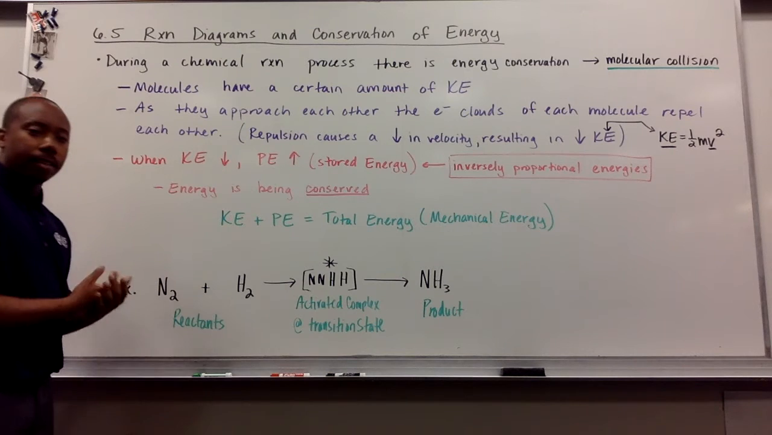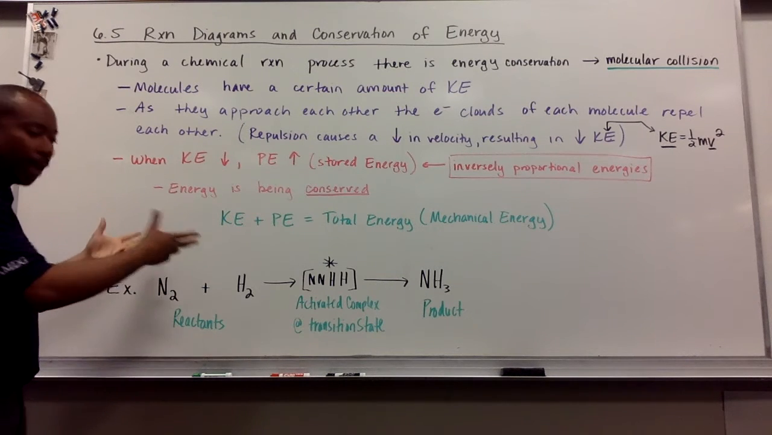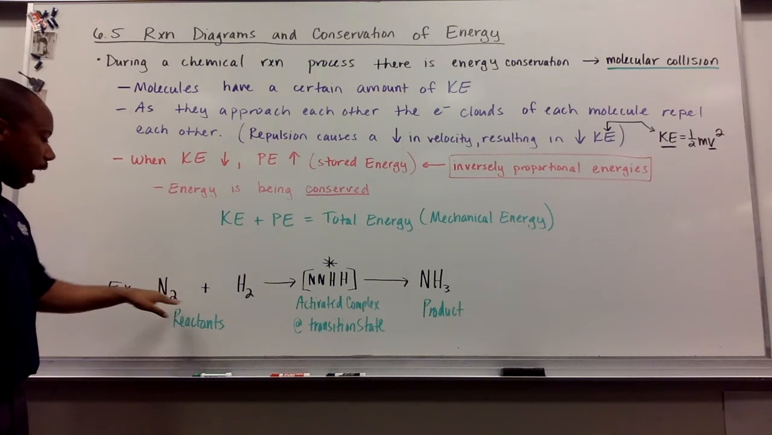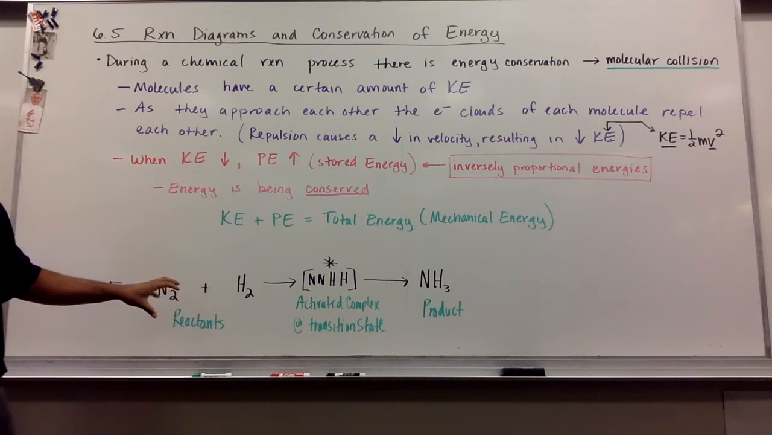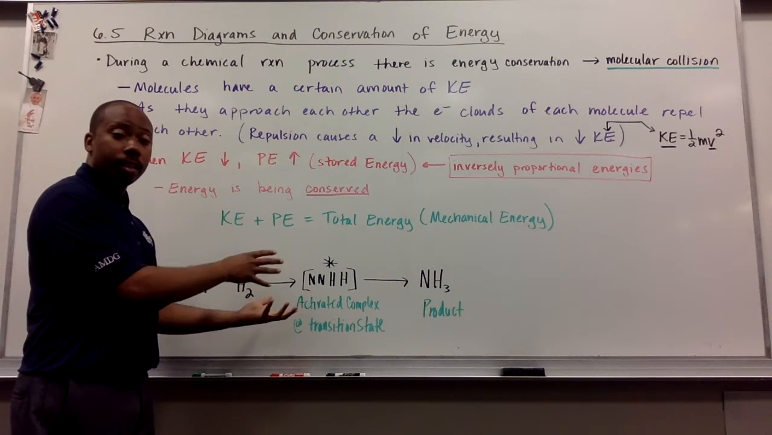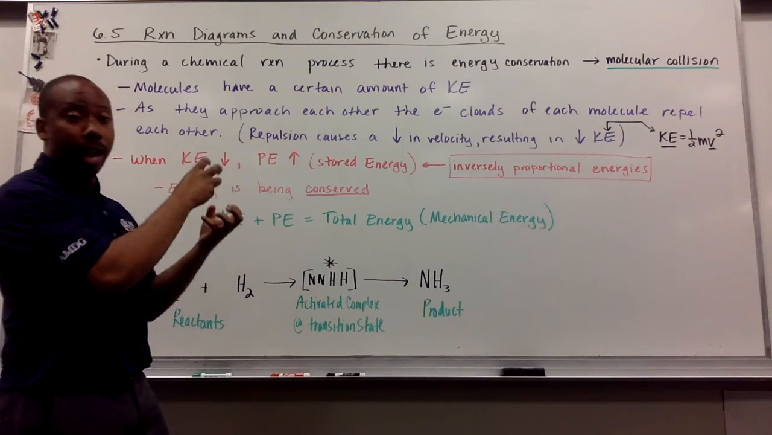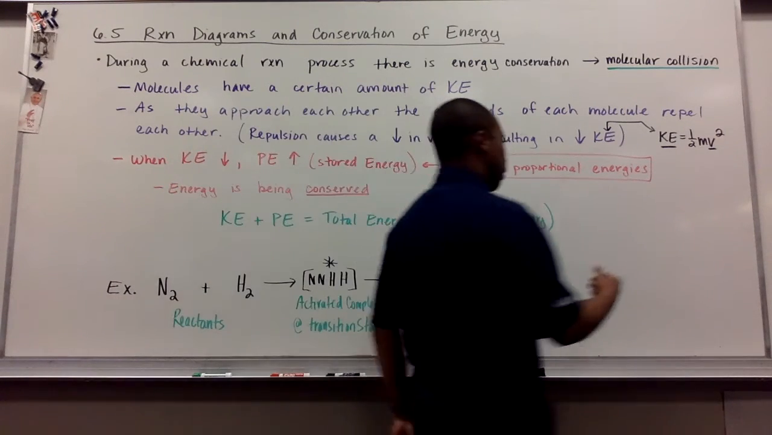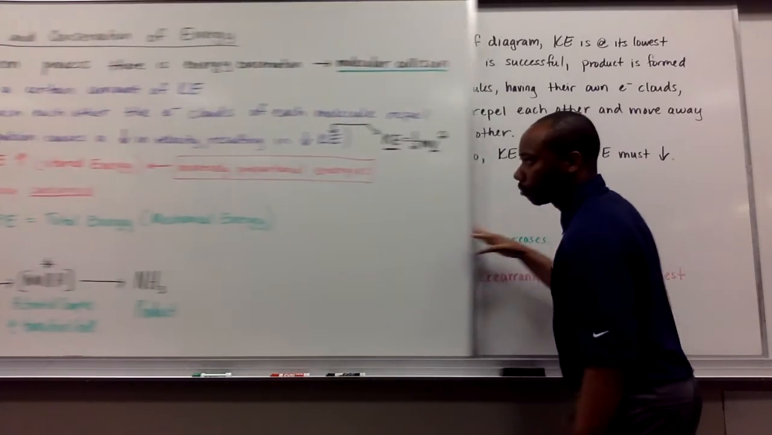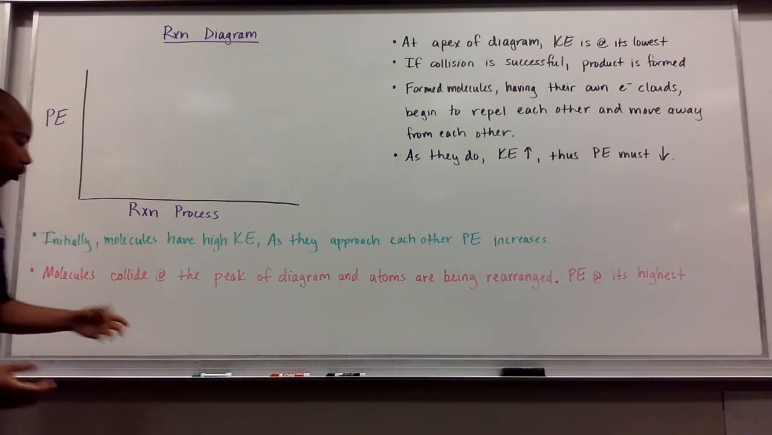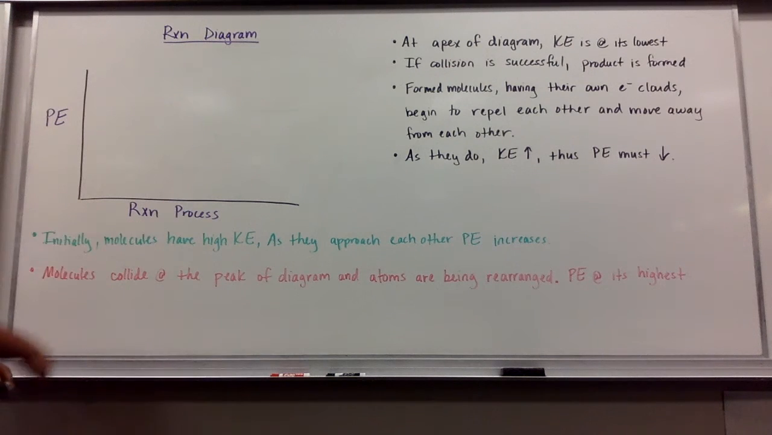Now the example we're going to look at today is called the Haber process. We'll talk more about what that means in class, but we have nitrogen gas reacting with hydrogen gas. Those are your reactants. They're going to form your activated complex at your transition state at the top of our reaction diagram, and then they're going to form our products. Let's look at that diagram together. Now here is our generic XY graph where we're going to populate our reaction diagram.